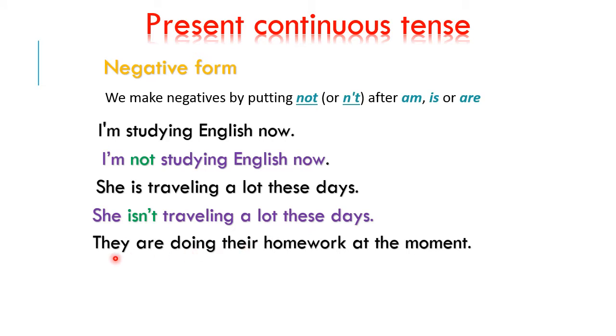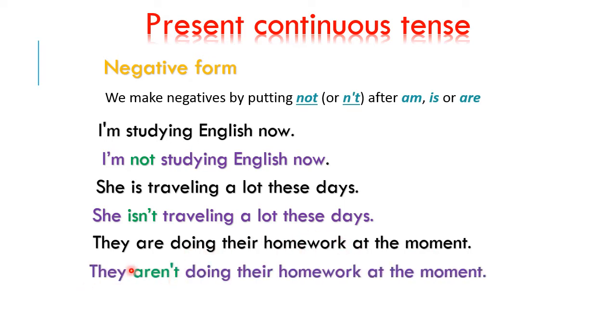The last example, they are doing their homework at the moment. So I want to change it into negative. It will be they aren't. They are will be they aren't doing their homework at the moment.